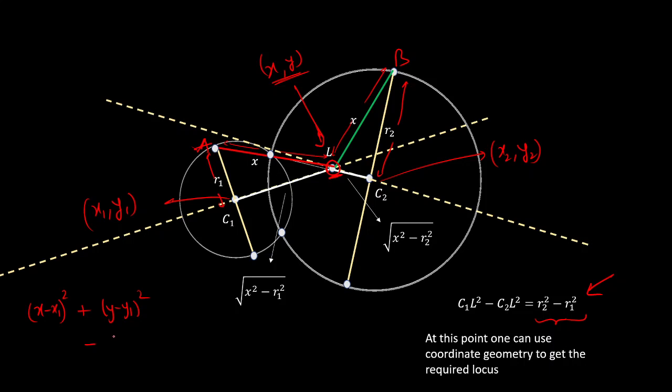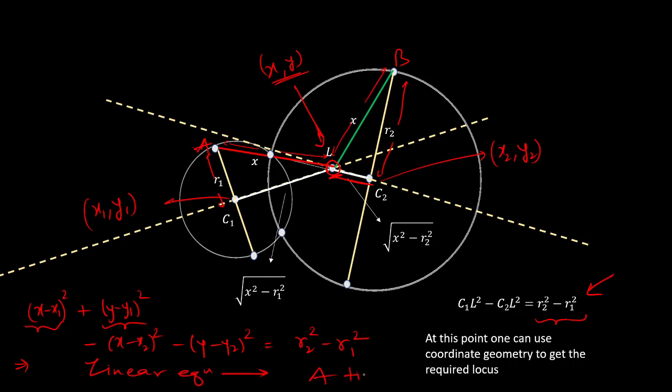Minus C2L square. C2L is this distance. So you have (x minus x2) whole square plus (y minus y2) whole square, and that is equal to r2 square minus r1 square. And then if you solve this equation, you see that the x square terms will cancel out and the y square terms will also cancel out. You will get a linear equation, and that would be a line basically. So you can figure out the line.